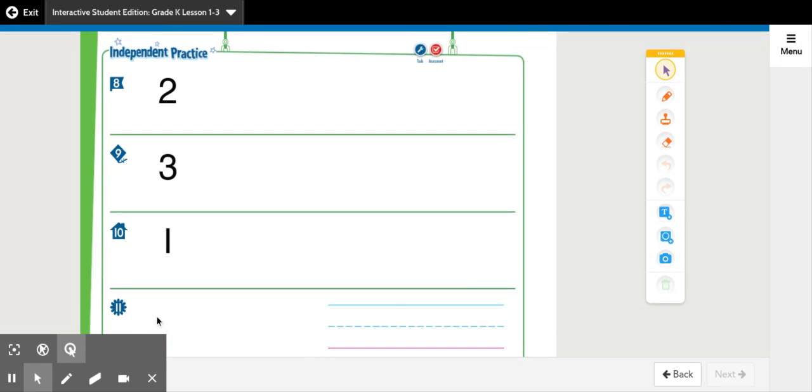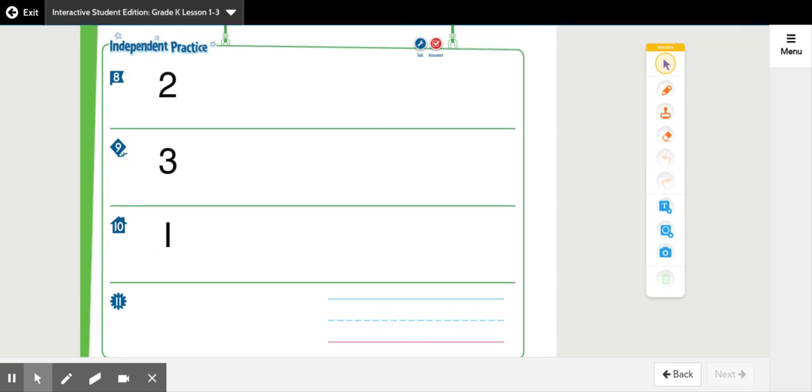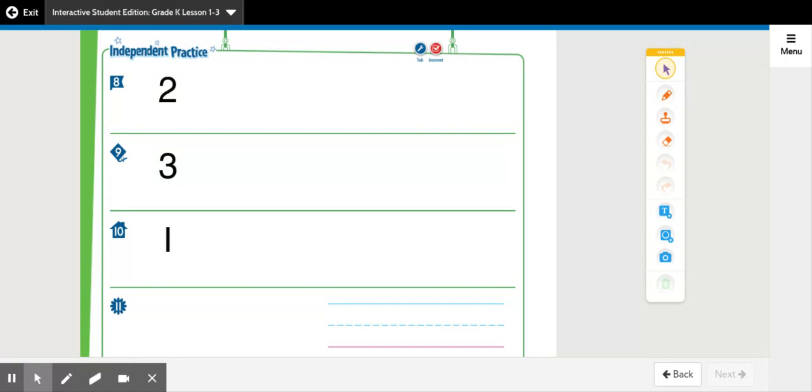So now for numbers 8 through 10, it wants you to use counters to make the number. But if you're at home, you can just draw circles. So draw circles to make the number, and then draw circles to represent the number. So, for instance, if you have the number 2, you will use 2 counters to make the number, or draw 2 circles filled in, and then draw 2 circles to represent the number 2.